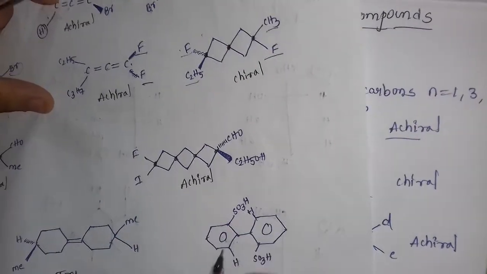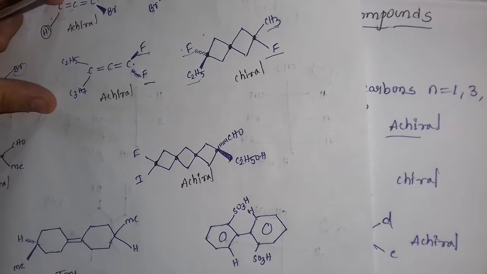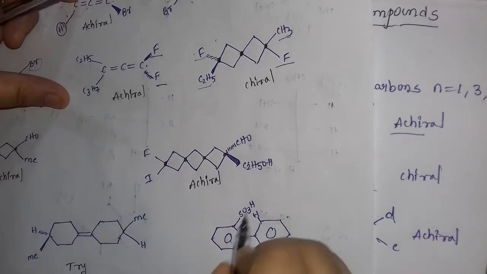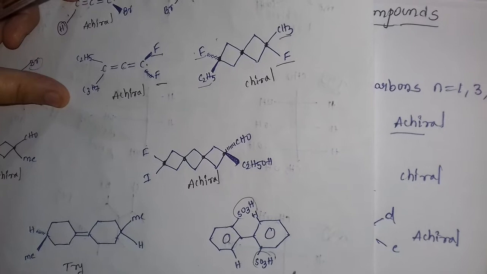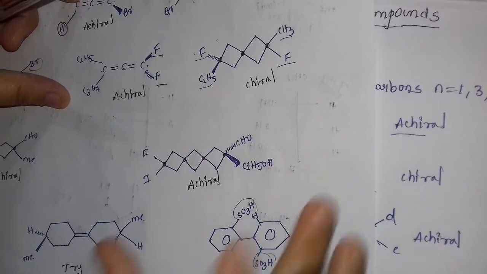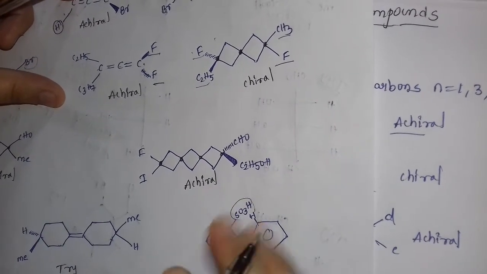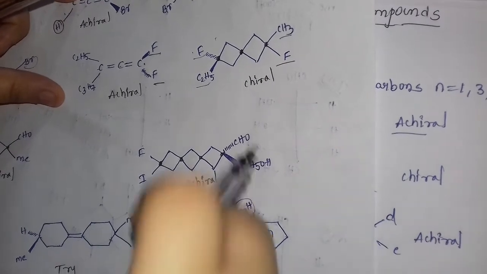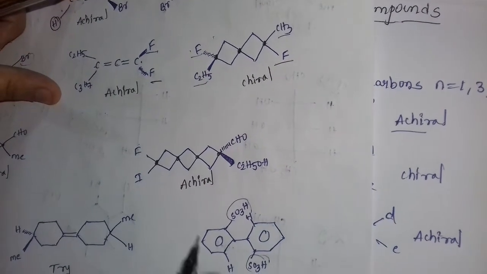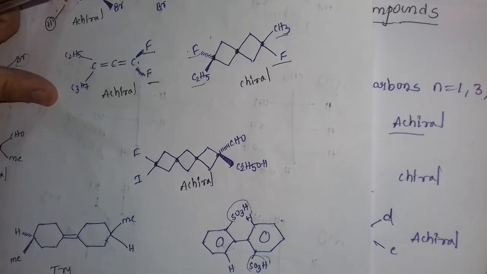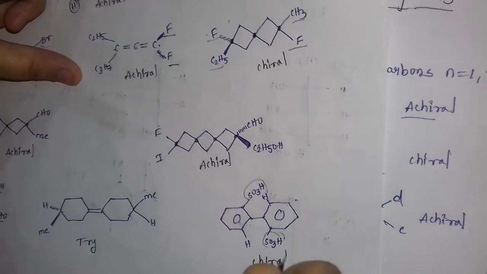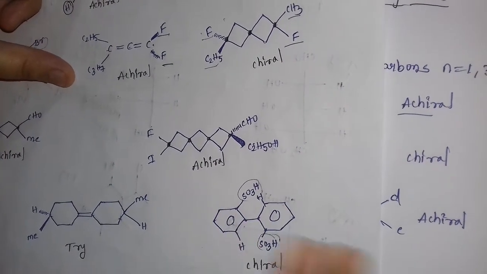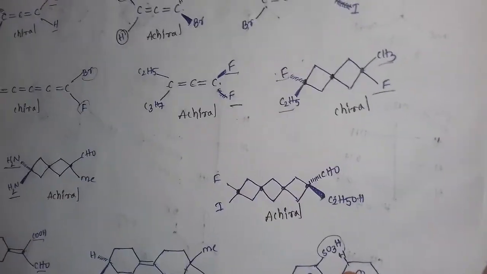And now bicyclic compounds. For bicyclic compounds, remember that if some bulky groups are attached, then this compound can be chiral. But if no bulky groups are attached, then they will rotate, and if they rotate, the compound will become achiral. Okay, this is chiral. For this we need not count carbons and all. Okay, I hope you liked this.